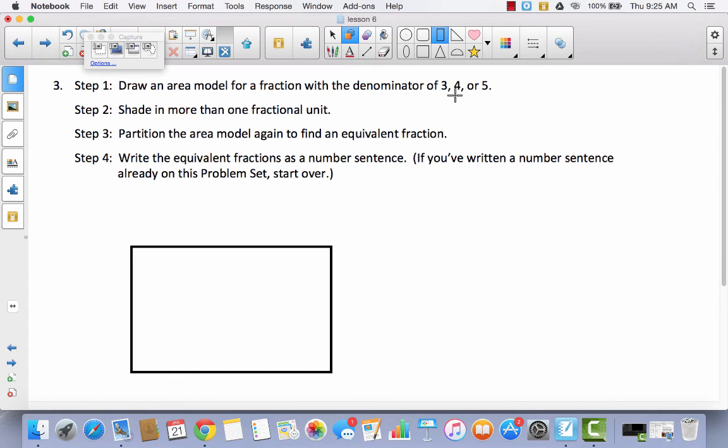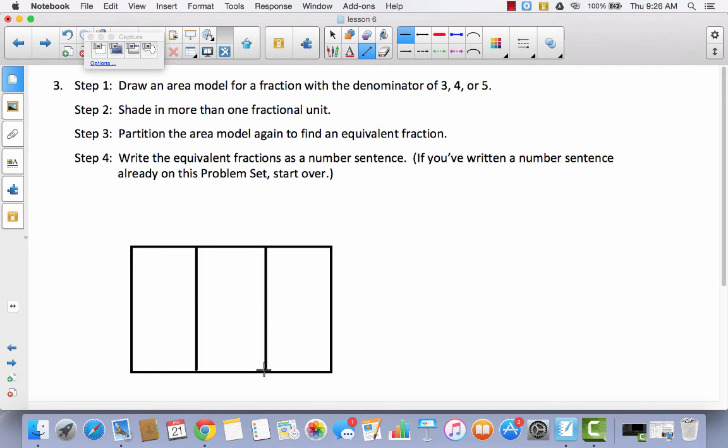It says the denominator of 3, 4, or 5. Well, the denominator is the bottom number of a fraction. So that means that you're either going to divide this into thirds, fourths, or fifths, and I'm going to stick with thirds. So I'm going to go ahead and divide this into 3 parts like this. So I've already done step 1. I drew an area model for a fraction with the denominator of 3. Now it says shade more than one fractional unit. So let's go ahead and do that.